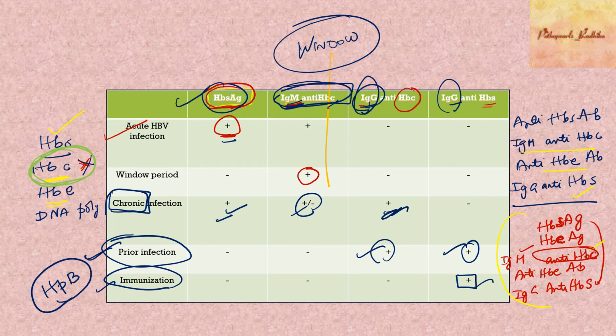It's a very important topic and you should know how to interpret it. The take home message is never order for an HBc antigen because you're not going to detect that in blood. The marker of window period is IgM anti-HBc. And to call it chronic infection, you should have both the surface antigen and the antibodies, right?